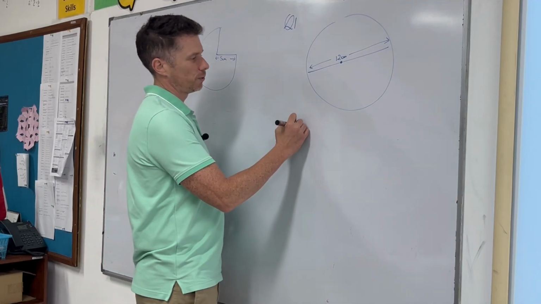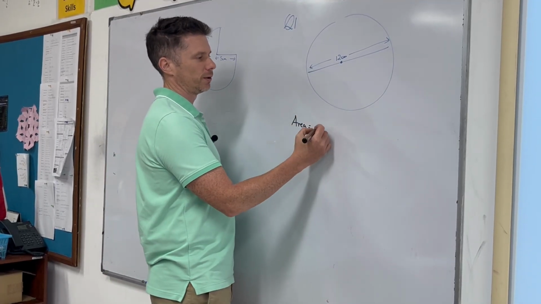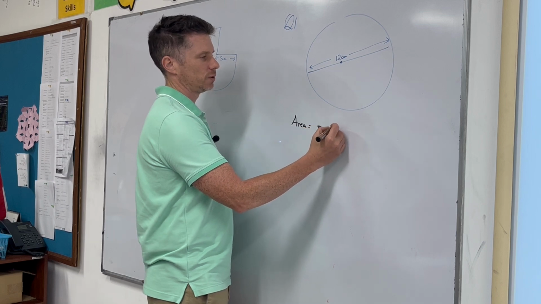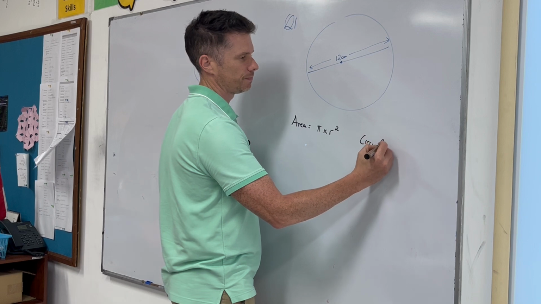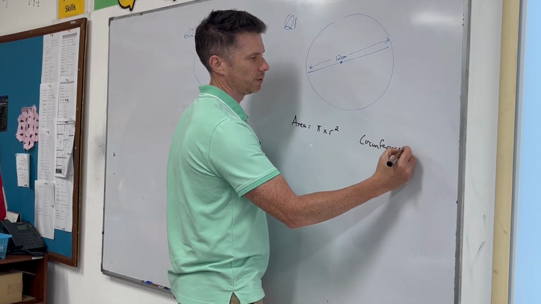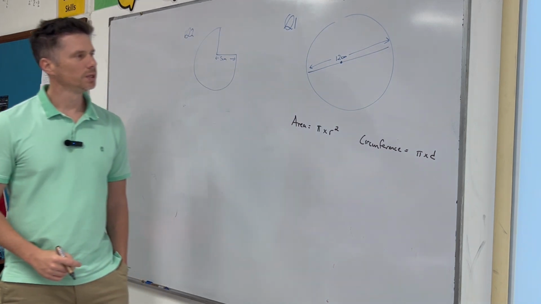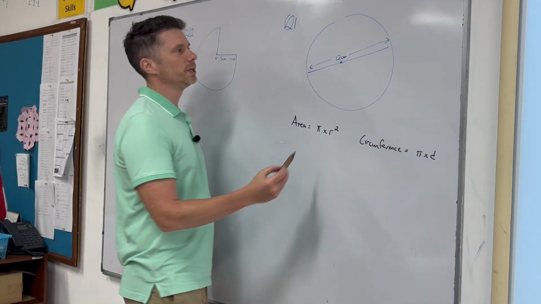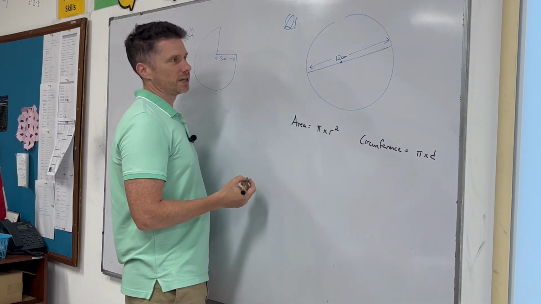The area has a formula, and the circumference of a circle has a formula. The formula for area is pi times radius squared, and the formula for circumference, well, there's a couple of them, but we were using pi times the diameter. So the circumference of this circle will be, 12 is the diameter, so you'd have to times that by pi.